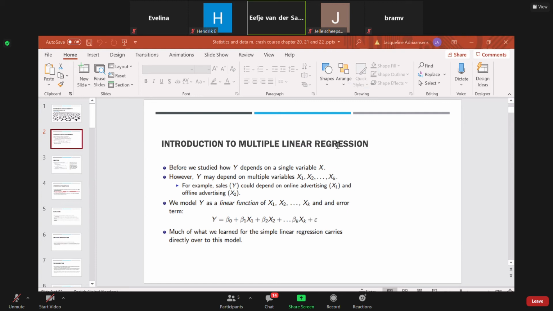And that's why we now introduce multiple linear regression, which suggests that something can depend on more than one variable or more than one item. We model this, and actually it's very much the same. So we still have this beta 0, which is our intercept. We have this beta 1, which we had before. But now we also have a beta 2 up until beta k. For example, k can be 20, it can be 3, it can be 100 if you want to. And we also have our error term, because the actual y is the line prediction plus the error. And much of what we learned from simple linear regression carries directly over to this model.